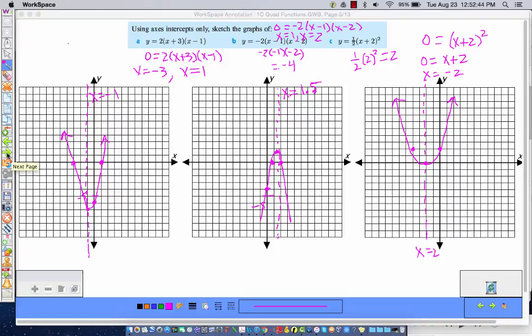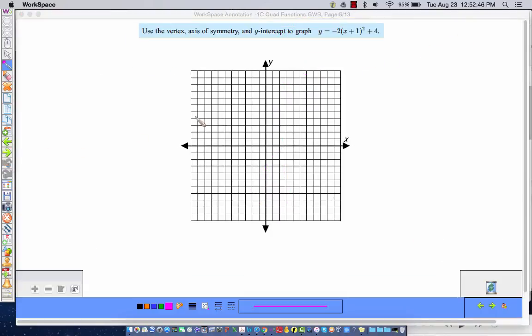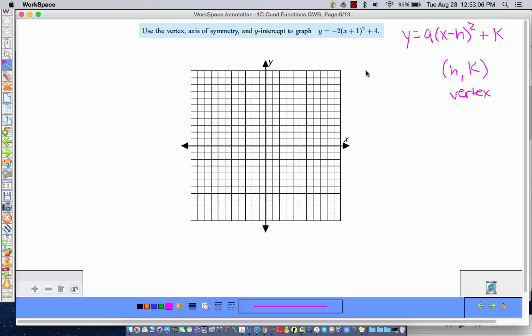Okay, so what do we got next? This is what we call vertex form. This is in the form y equals a times (x minus h) squared plus k, where (h, k) is the vertex. Okay, and that's what form this is in.